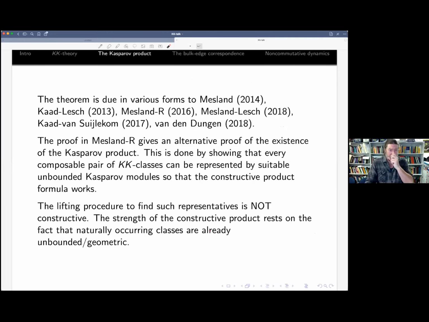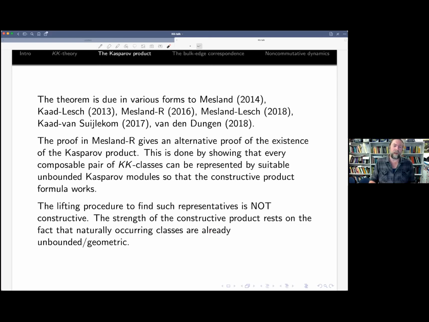All right, so this theorem in various forms is due to Mesland in his thesis, and it took a while to get published, and Carl Lesch, and I wrote a paper with Bram Mesland as well. That optimal condition on the self-adjointness of the sum is due to Mesland and Lesch in 2018. And Kaad, van Suijlekom and Van den Dungen were doing things with weakening the conditions on the inputs so that they needed only be symmetric operators and not self-adjoint. So there's various versions of this around with slightly different hypotheses, but this is the basic idea.